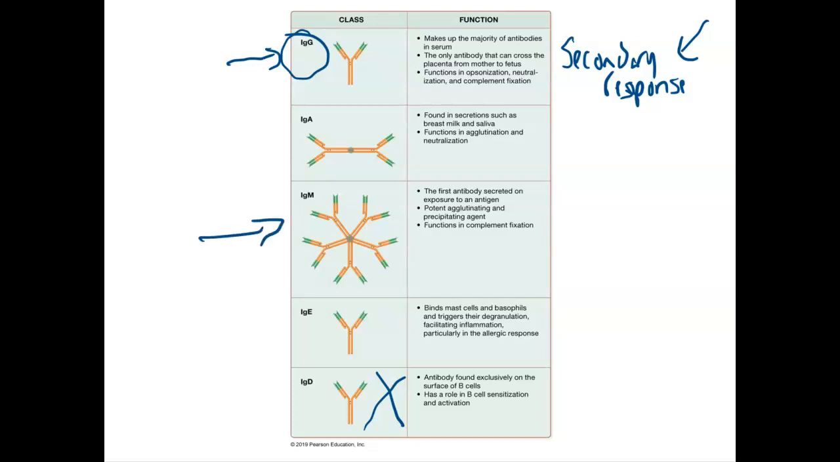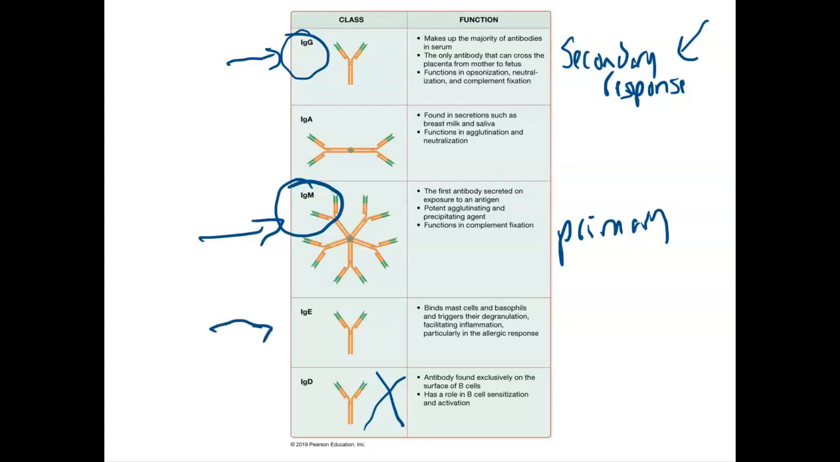IgM is the largest antibody, but this is the one that's released during a primary response. So I go in, I have COVID, I test my antibodies, and I don't have any IgG, I only have IgM, well, that's my first exposure. So IgM goes up for your first exposure, and then any subsequent exposures, it's going to be IgG. That's what's called the secondary response. So when we measure a titer, we're really measuring IgG antibodies.